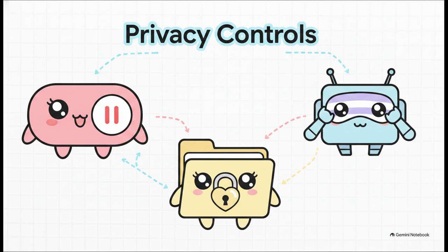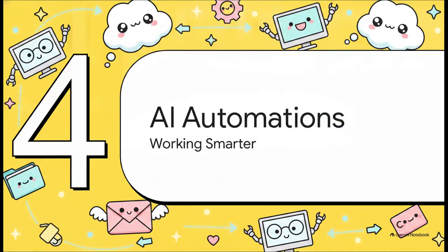Working on something sensitive, you can instantly pause or resume the tracking with one single click. Even better, you can completely block specific applications or websites from ever being monitored in the first place. So if you're pulling up your bank account or typing out a private email, you can guarantee that stuff stays strictly confidential.